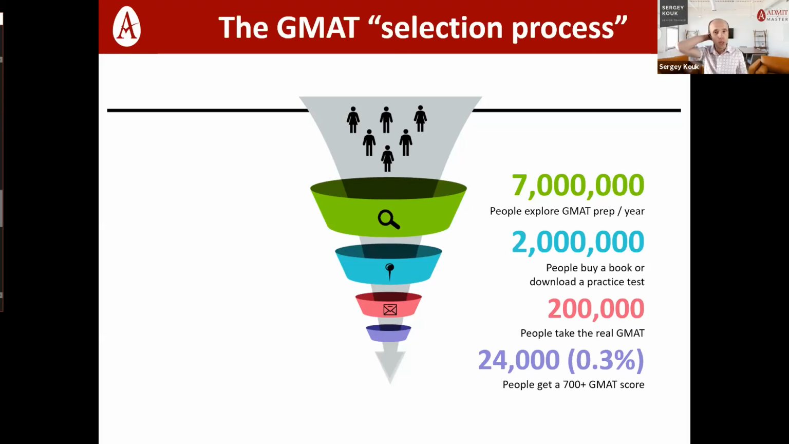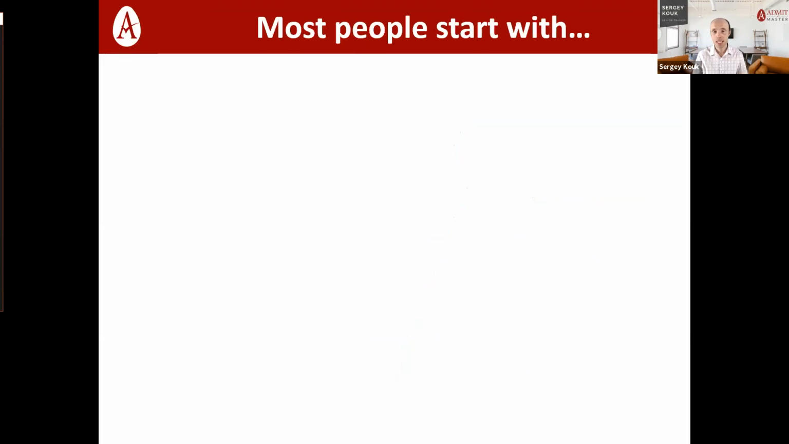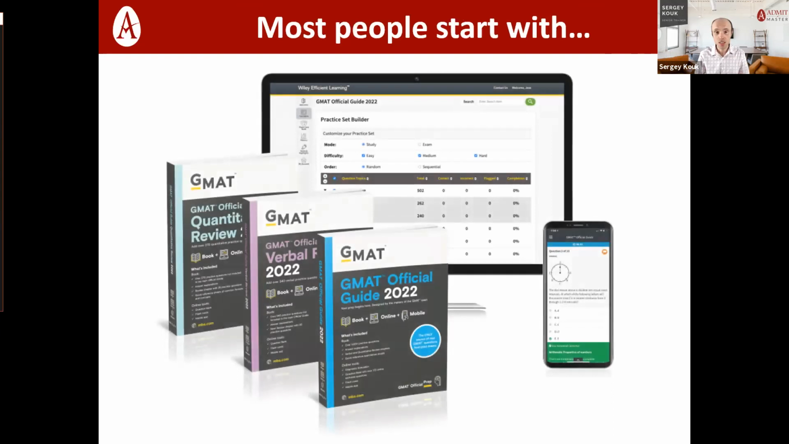So what do a lot of people do when they study for the GMAT? They say, okay, a test. How do I study for the test? Well, how did we study for other tests before? I need books. Which books do I need? And many people say, well, how about the official GMAT guide?